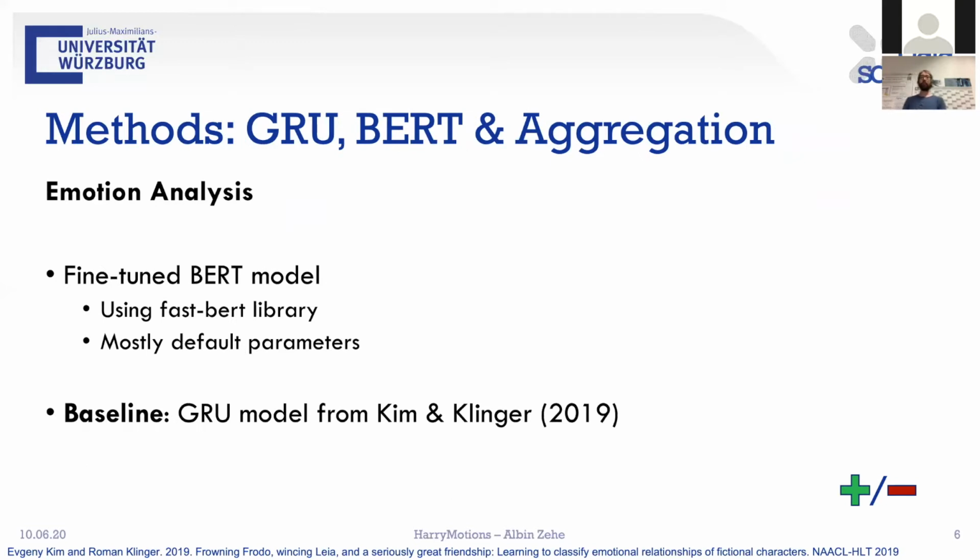The methods we're going to be using are GRU and the BERT model for the emotion analysis and a simple aggregation scheme over the results from this first step for the relationship classification. For the emotion analysis, we use a pre-trained BERT model and fine-tune it to the task of emotion classification. We do this using the FastBERT library, mostly keeping the default parameters that this library provides. As a baseline, we use a GRU model from Evgeny Kim and Roman Klinger from 2019, who perform the same task that we do on the same dataset, who have also introduced this dataset and serve as an inspiration for our paper here.